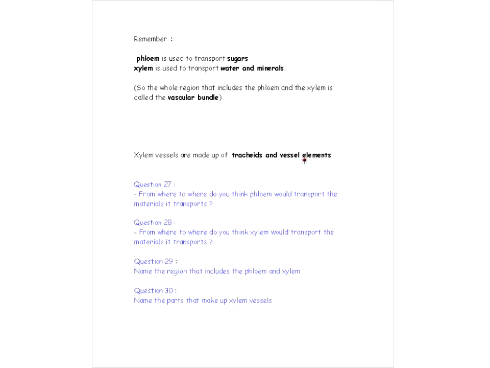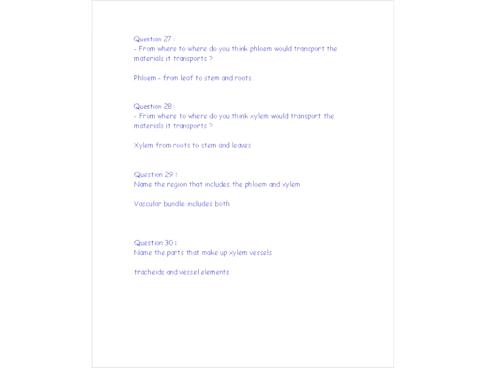Okay, so we're going to look at a few more questions, and then we're done. All right, question. From where to where do you think phloem would transport the material it transports? Well, phloem is going to take sugar that's produced in photosynthesis in the leaf, and it's going to take it to the stem and the roots. Next question, from where to where do you think xylem would transport the material it transports? So we know that xylem is mainly transporting water. Well, where is water coming from? It's coming up from the roots, and it's going to go up to the stem and to the leaves.